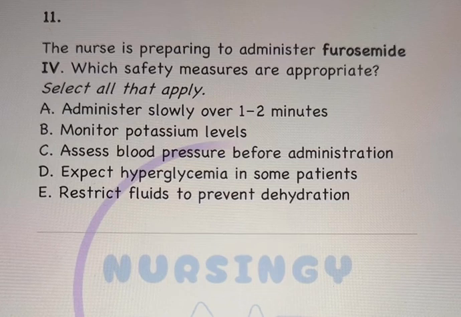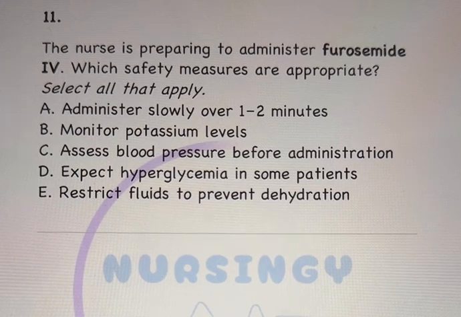Which safety measures are appropriate? Select all that apply. What is furosemide, guys? Loop diuretic? Yeah. So it's a loop diuretic. It works by inhibiting the sodium-potassium-chloride co-transporter. Yeah, and it works on the thick ascending limb.